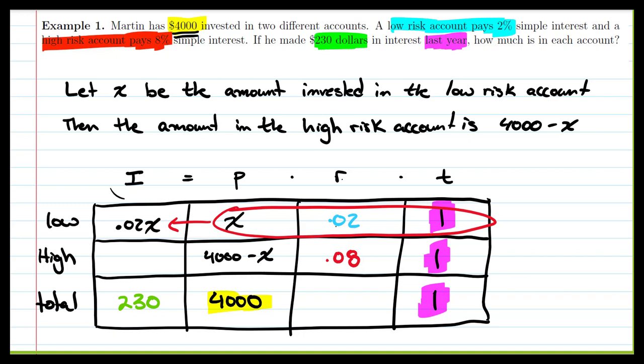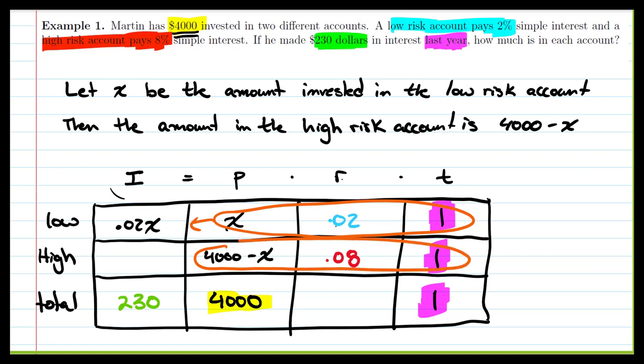Similarly, we're going to do the same thing here. We're going to multiply these three things together. So 1 times 0.08 times 4,000 minus X is 0.08 times 4,000 take away X.